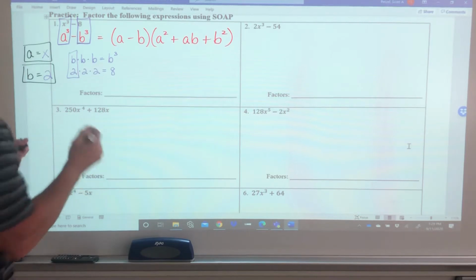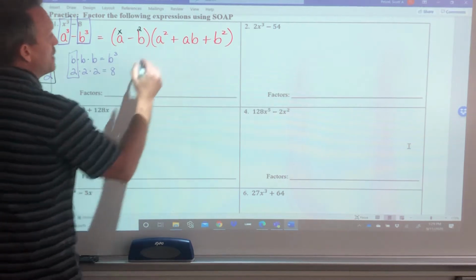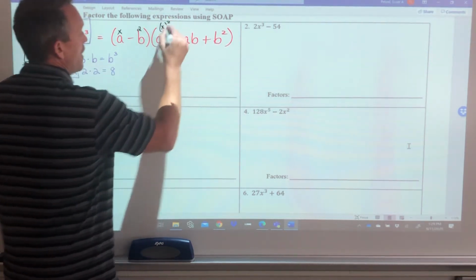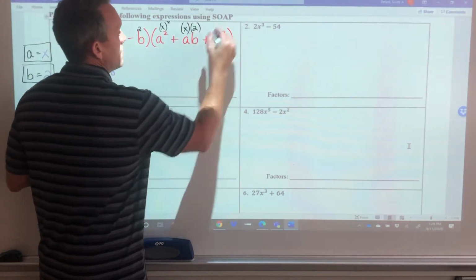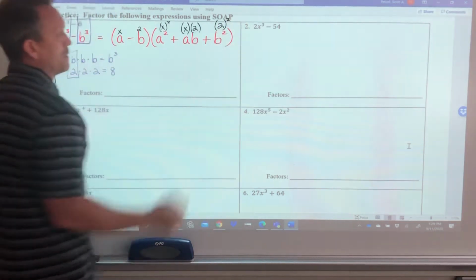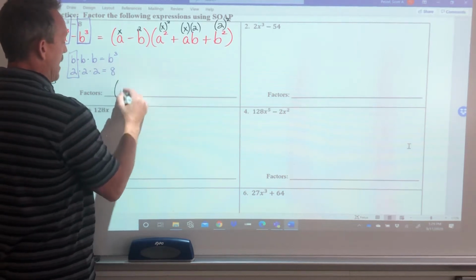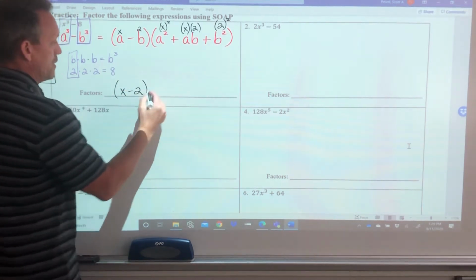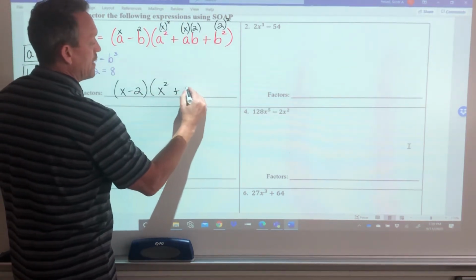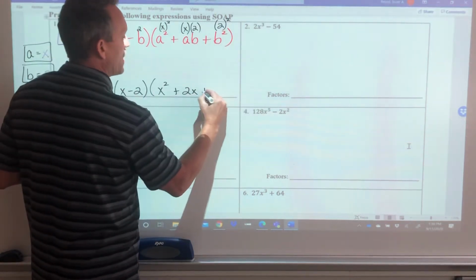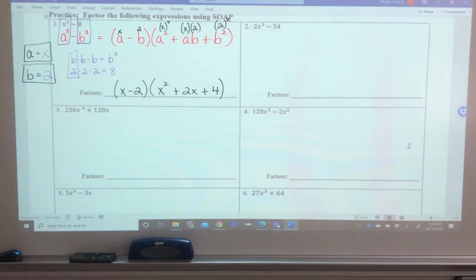So now we just plug in: my a is x, my b is 2, my a squared is x squared, my ab is x times 2, and my b squared is 2 squared. So when we simplify all that out, I'll rewrite what I have in black. My a is x minus 2. x squared is x squared. x times 2 we rewrite as 2x. And b squared, 2 squared, is 4. And that's how you would write these things out.